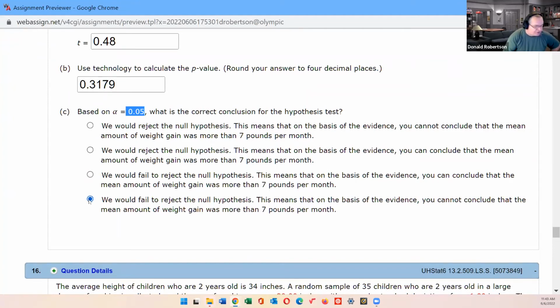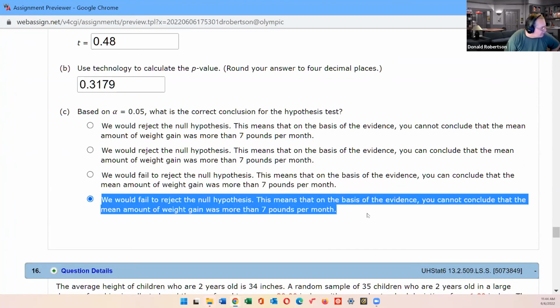You fail to reject the null, one of the many ways they phrase it. And we would fail to reject the null. There, that's the answer you're going to use. You fail to reject the null hypothesis. This means that on the basis of the evidence, you cannot conclude that the mean amount of weight gain was more than 7 pounds. That's all you can say. You don't know if it was even a weight gain.